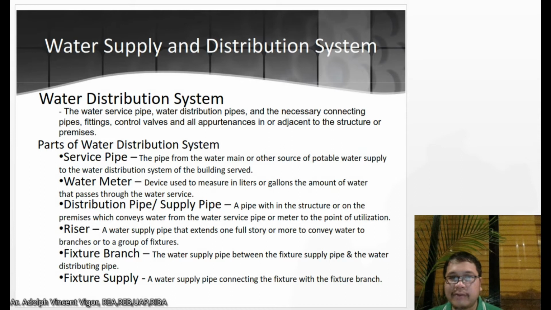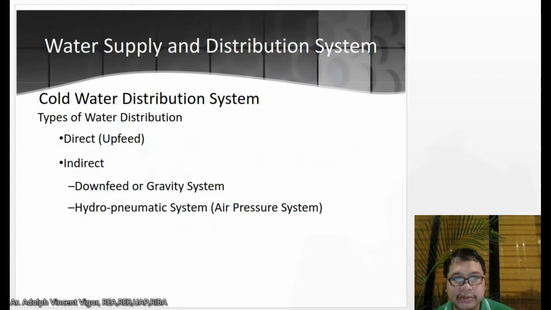So when you're referring to the water supply system, you'll encounter the term risers. Fixture branch, the water supply pipe between the fixture supply pipe and the water distributing pipe. Then you have the fixture supply, a water supply pipe connecting the fixture with the fixture branch. Then you have a cold water distribution system. There are two types of water distribution. You have the direct or upfeed, and then indirect, which is the downfeed or gravity system, and the hydropneumatic or air pressure system.